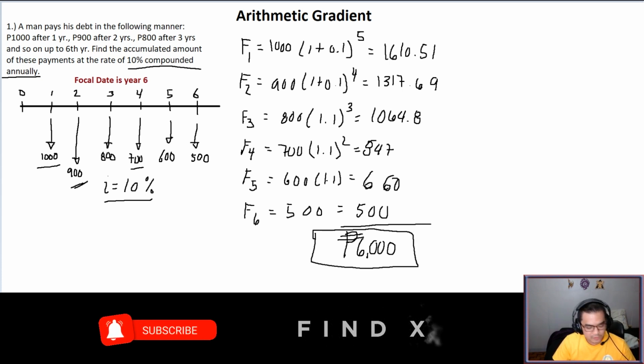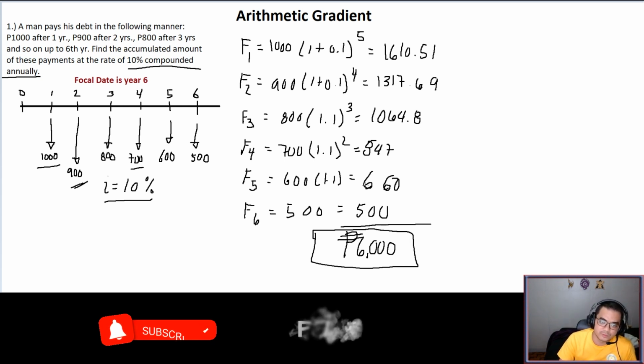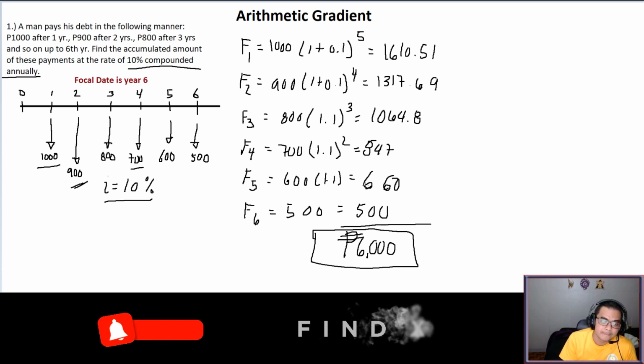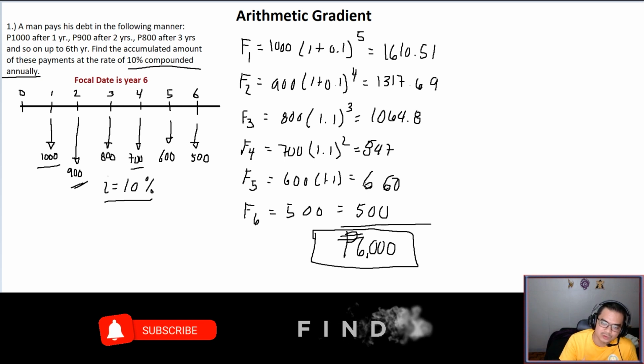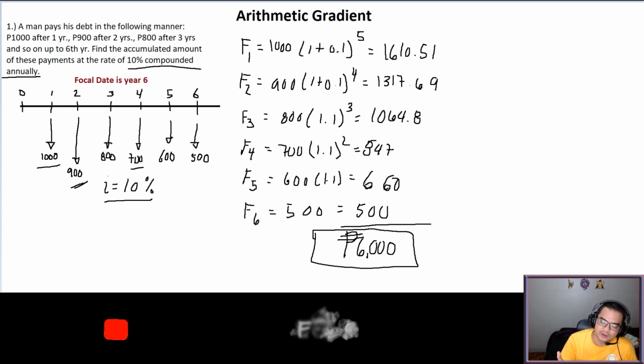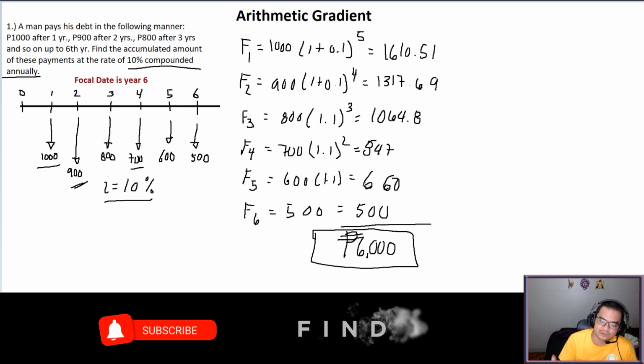Now, as you can see, the solution is quite long. You can do this if the years are just maybe 6 years or 4 years or 5 years. But what if the question comes with up to 20 years, or 30 years? The solution will be too long and prone to error. Aside from that, you have to round off every answer, so the rounding error keeps getting bigger and bigger as you go through the years. So what can you do?